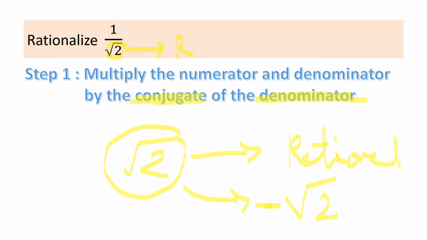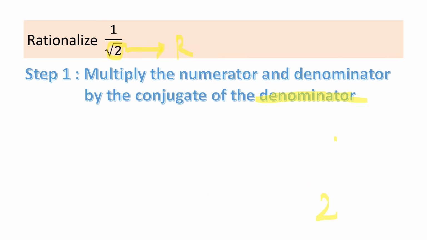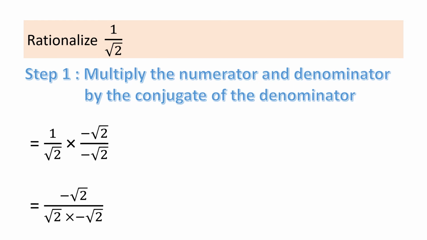Now I'll take the conjugate of this denominator and multiply it in both the numerator and the denominator. So this is the process we are going to do. Let's see it step by step. How do I rationalize it? How do I convert this root 2 into a rational number? Let me see. Okay, now look at this, root 2.